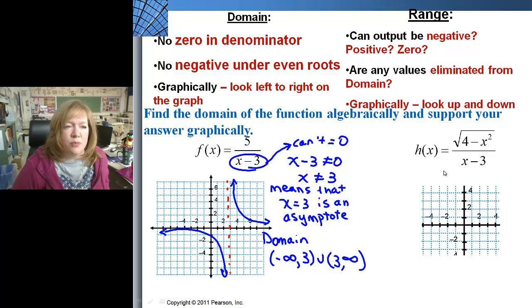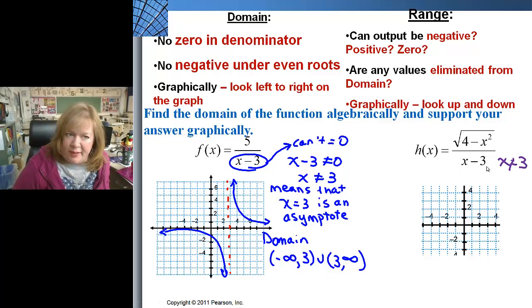Let's take a look at the next one. Here again, you have an x in the denominator, but you have a double whammy because you've got x in the denominator and you've got it under your radical. So right here, you know x cannot equal 3. Also, you know that you cannot have a negative under a square root for the domain. So 4 minus x squared has to be greater than or equal to 0.